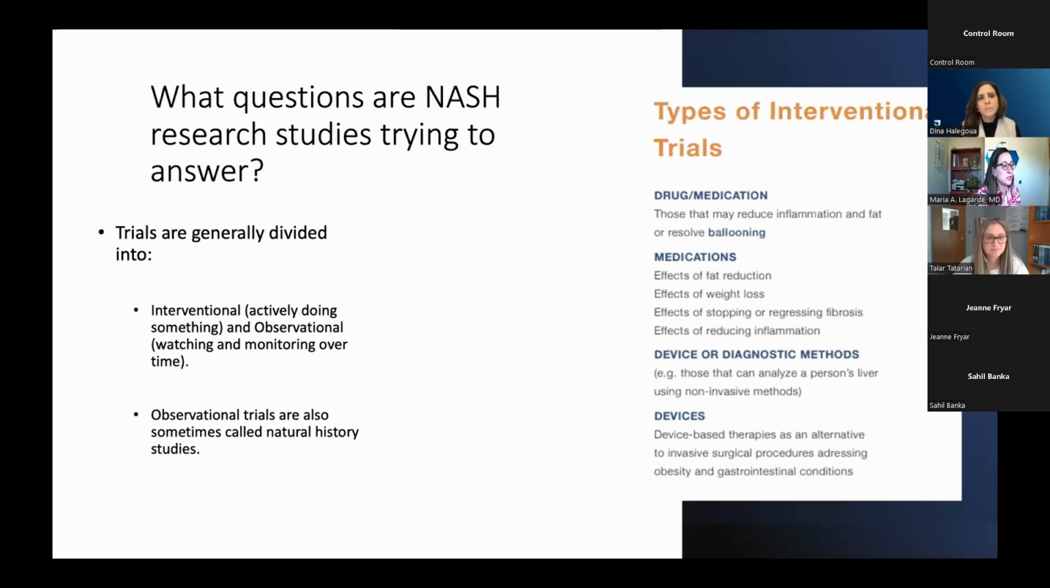So what questions could you ask about research studies? What are we looking for in a trial to help answer through a clinical trial?